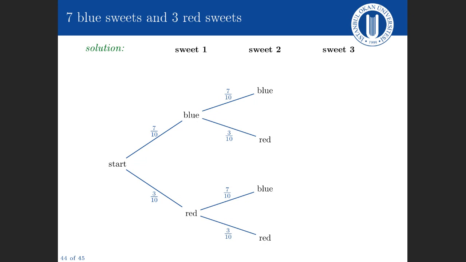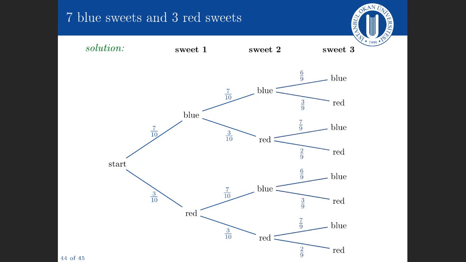And then he eats this sweet. That means there's only 9 sweets remaining. And he picks a third sweet from the bag. If he eats a blue sweet, then there's only 6 blue sweets remaining. The probability of the third sweet is blue must be 6 over 9. The probability that the third sweet is red is 3 over 9.